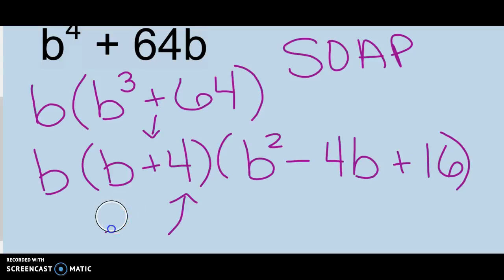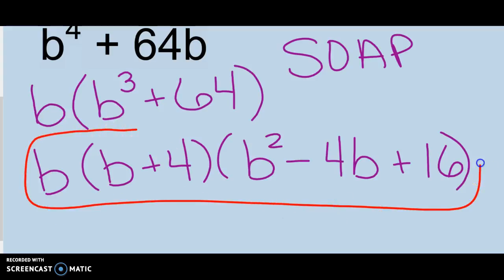All right, this one's kind of hard to go back and review and multiply, so I'm not going to spend time doing that. But if you do go back and multiply, you'll see that a lot of your terms are going to cancel out. There's how you factor a sum or difference of cubes.